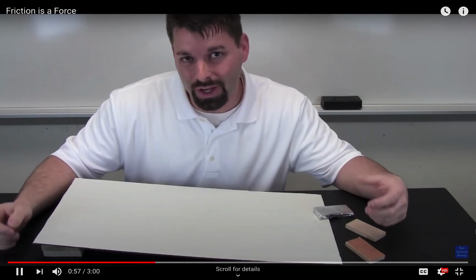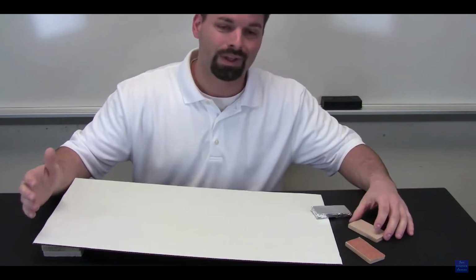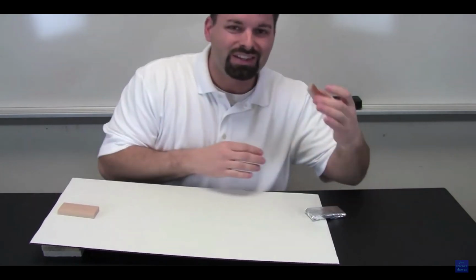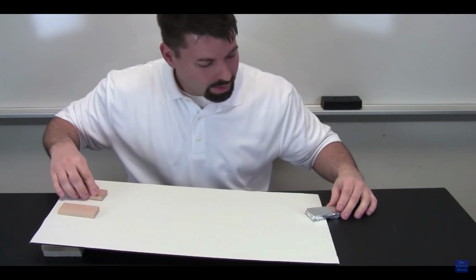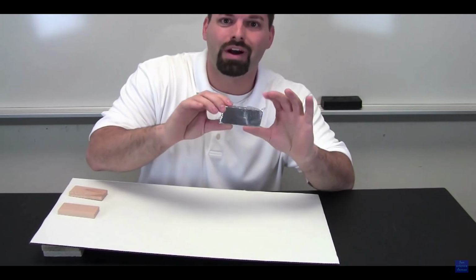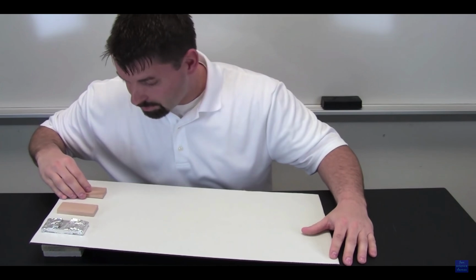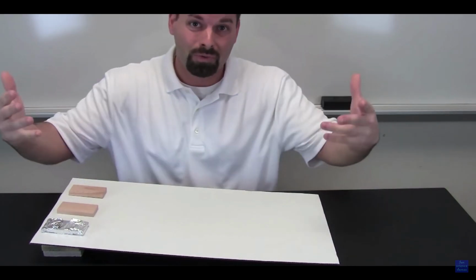Through science, we've discovered that the force of friction is different with different surfaces. I have a wooden block that's plain and smooth, and the same wooden block, but I've attached a piece of sandpaper, and then another same wooden block, but I've wrapped it in aluminum foil. Now, through science, we've discovered that the friction is different on these different surfaces.